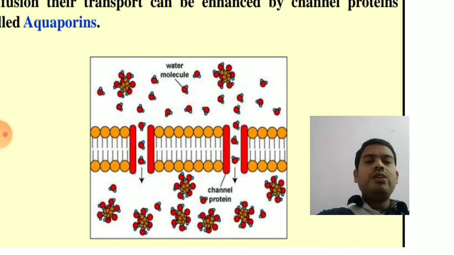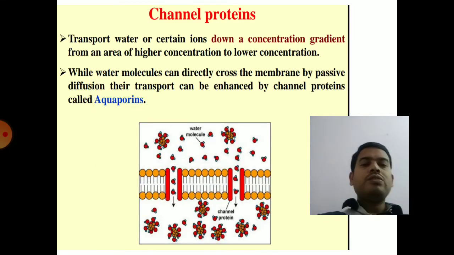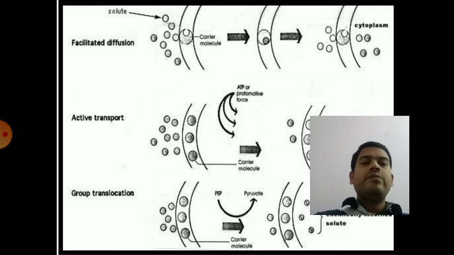You can clearly see the channel protein. The water molecule from outside the plasma membrane is coming to inside the plasma membrane. This is just by concentration gradient, from higher to lower concentration, and it is mediated by channel proteins. If it is a water molecule to be transported, they are called aquaporins. So aquaporins play an important role in the simple diffusion of water molecules. That is simple or passive diffusion, from higher concentration to lower concentration.